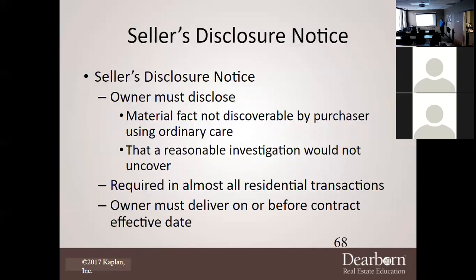Okay. So in the seller's disclosure notice, the owner must, keyword, must disclose all material facts that are not discoverable by the purchaser using ordinary care. So what does this mean?